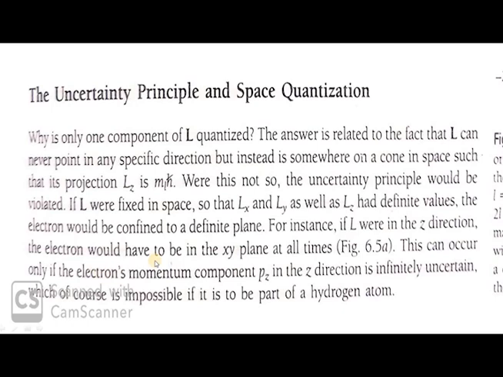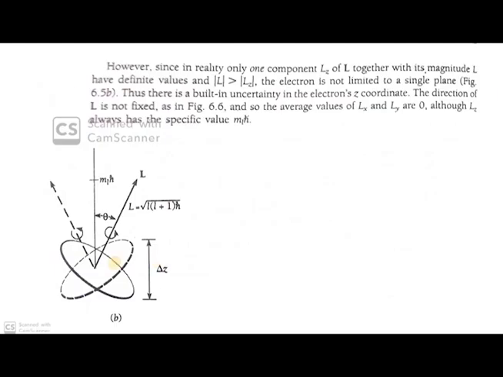If it is to be a part of the hydrogen atom, it could have some certain value for its momentum also, the electron's momentum also. So in reality what happens? Only one component of L, that is Lz, together with its magnitude, can take a definite value. The direction is quantized, such that L is always greater than Lz. The electron is not limited to a single plane.